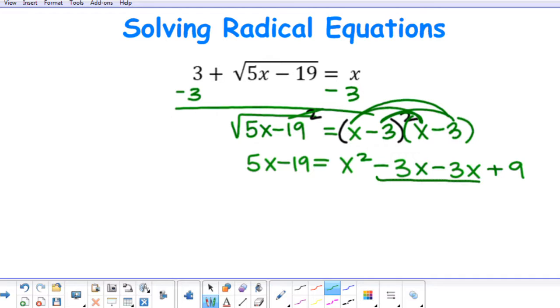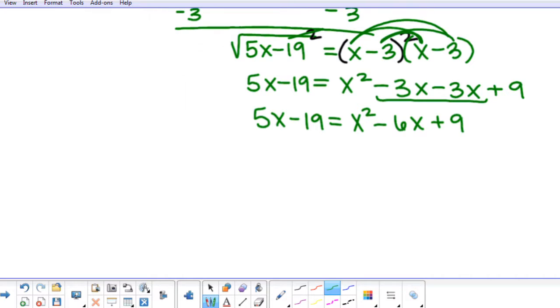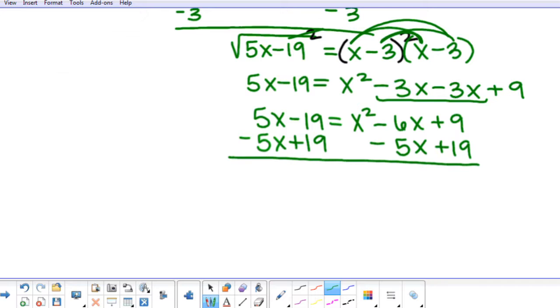I need to combine my like terms on the right side of my equation. So I'm going to have x squared subtract 6x plus 9. Since I have an x squared term, I need to move all of my terms to the right side of the equation so it will equal 0. So I'm going to subtract the 5x and I'm going to add the 19. So I will end up with the equation x squared subtract 11x plus 28 equal to 0.